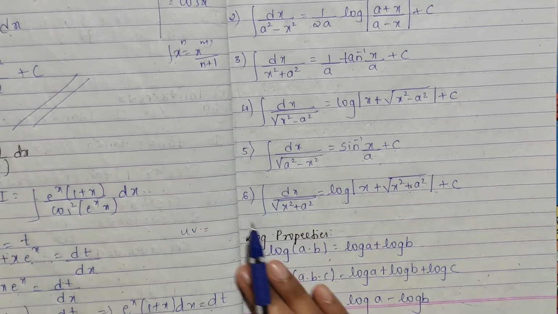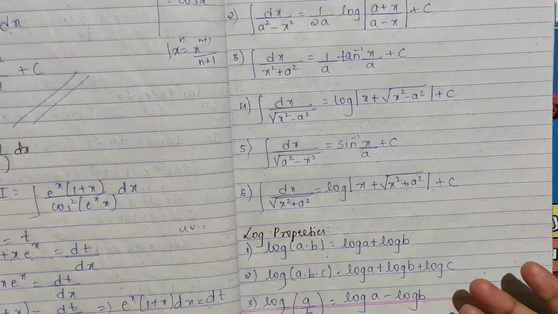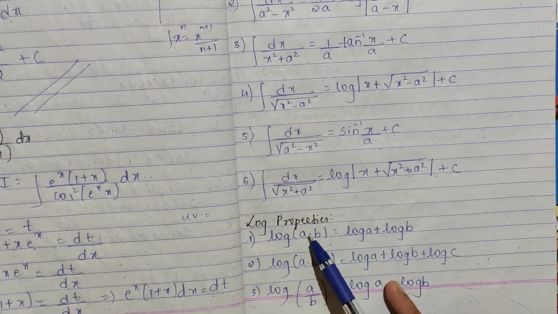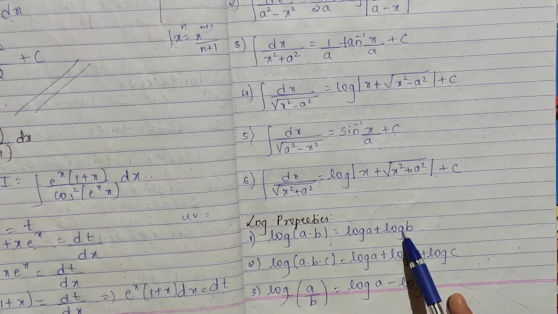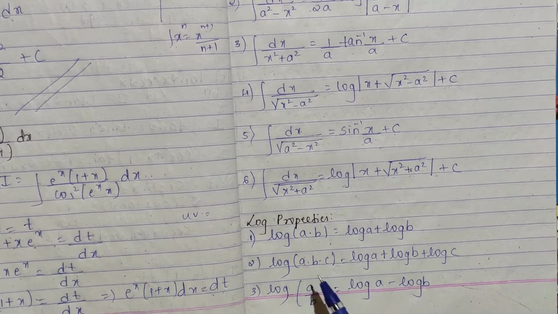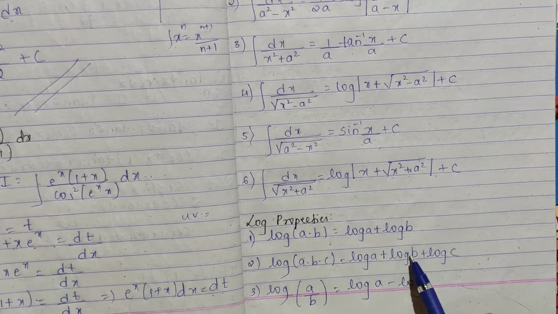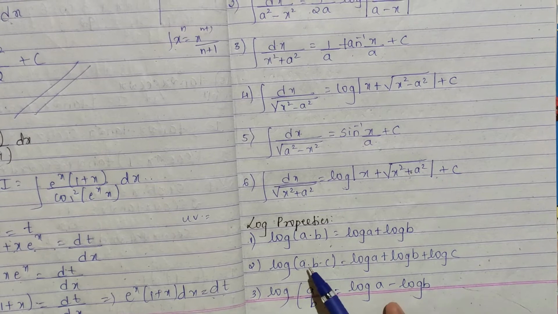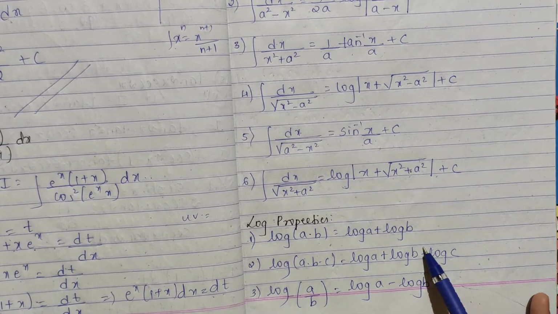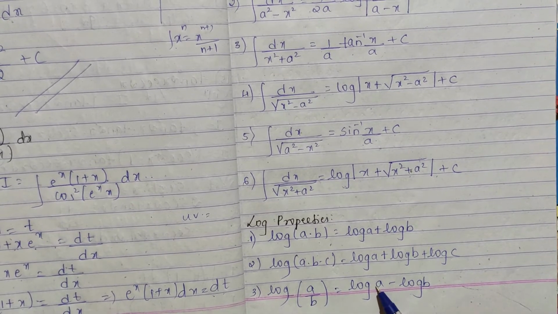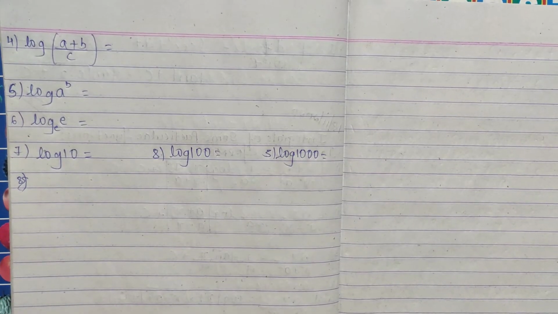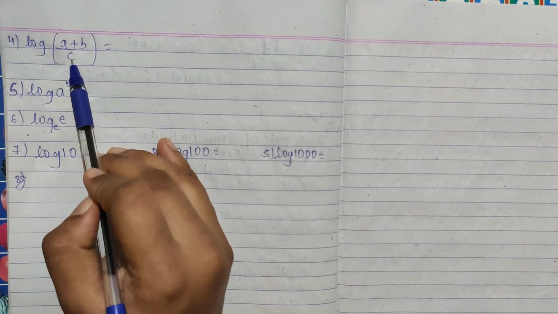Based on that, there are even some log properties which are basic, you already know them, but still I have written them. See, log of a into b, if it is in multiplication, we write log a plus log b. Same for 3 variables, or 3 terms in the product: it will be log a plus log b plus log c. This is for multiplication. For division, for multiplication you do plus, for division you do minus, so it will be log a minus log b.